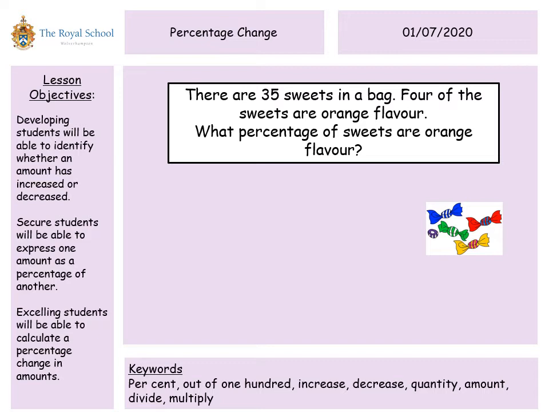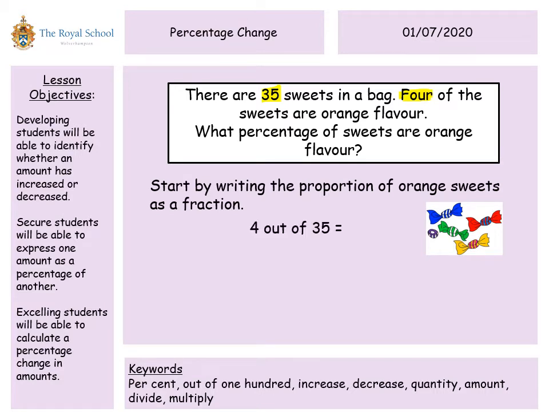It's really useful in this circumstance to start to have a look at this in a fraction way first, which might seem counterintuitive when we're looking at percentages, but fractions can be really helpful in this. And we've seen in previous lessons that fractions can easily be turned into percentages. So what fraction of those sweets are orange flavour? Well, we can see here that we've got 4 of the sweets are orange flavour. So that's going to be our numerator for our fraction. And then how many sweets were there in total? Well, there's 35, so that's going to be the denominator of our fraction.